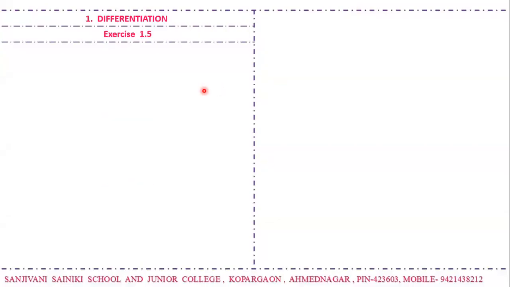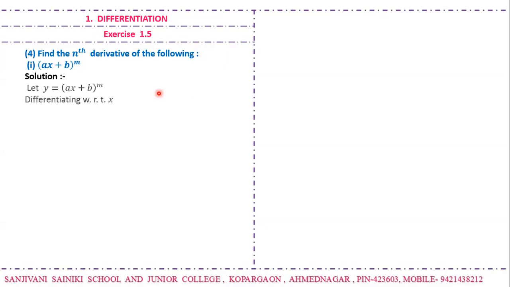Differentiation in that exercise 1.5. In this lecture, we will find the nth order derivative of the given function. Now, the first function is (ax plus b) raised to m.